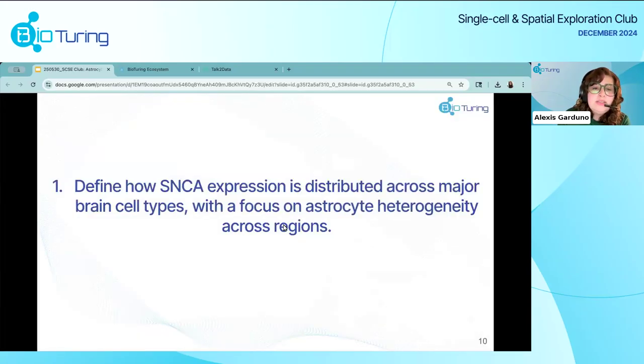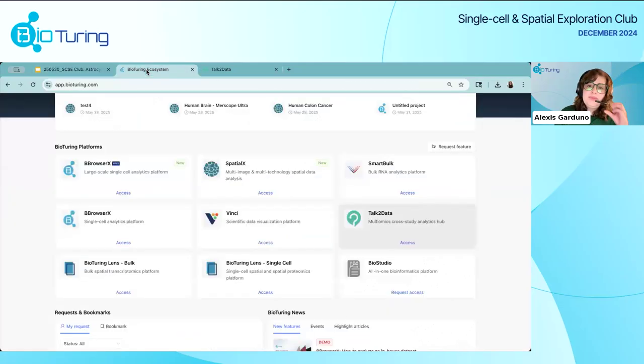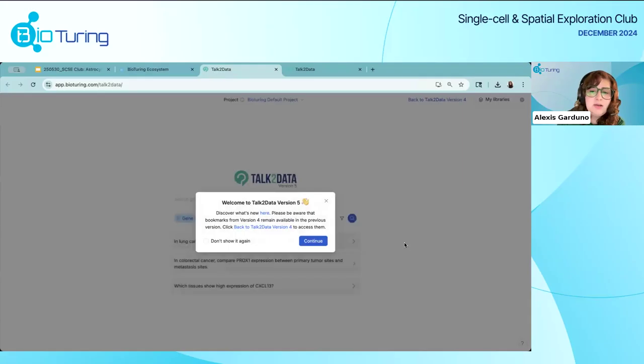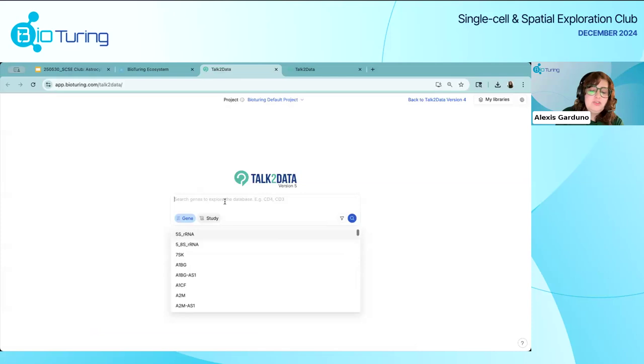Now we'll go into the live demo, where the first part will be how we can define this expression distributed across different major brain cell types or different tissue regions. In order to do that, we'll go into our BioTrain ecosystem here. We'll find that our Talk to Data module is here on the right-hand side. So we can directly access the Talk to Data system, which will show you that you can now access the new version 5. So we can continue with that version 5.